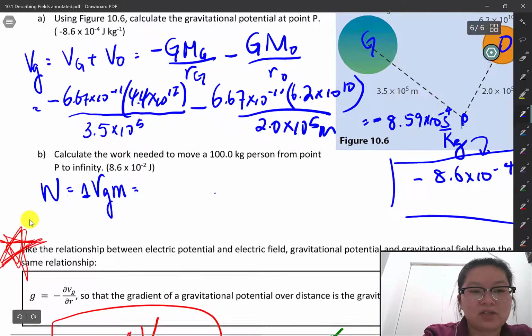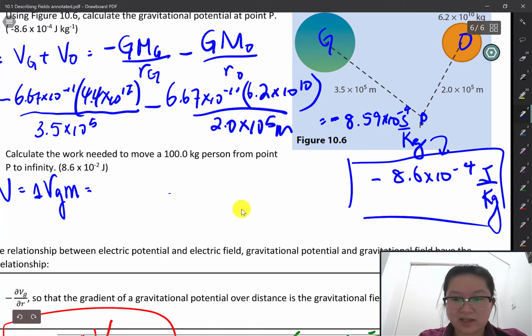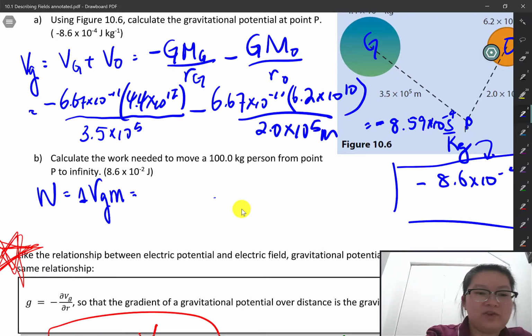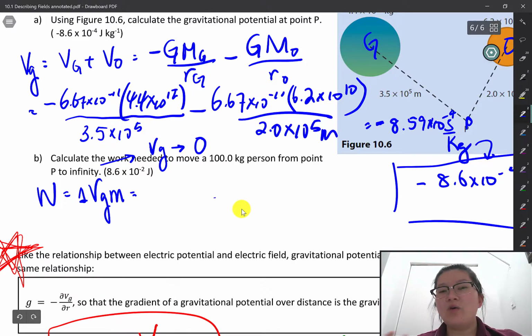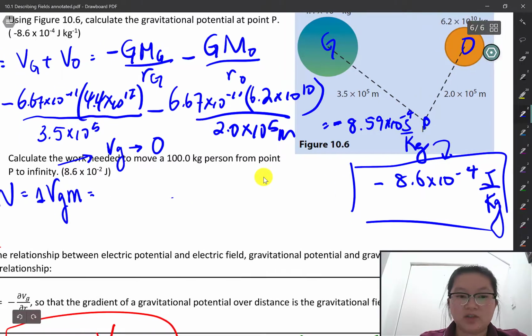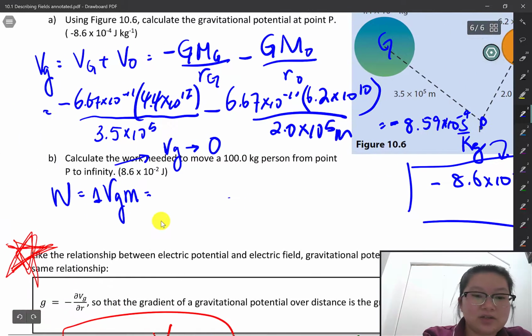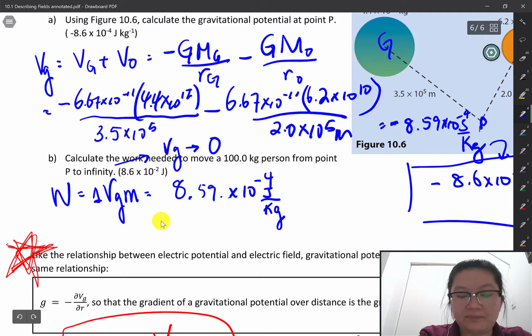So we know the gravitational potential, which is given here in this question. I'm not going to erase it from my calculator. And because it is to infinity, at infinity, the gravitational potential is 0. Just like how we set the reference point for gravitational potential energy to be 0 at infinity, same thing for electric field, and notice this concept comes back again. So essentially, the change in gravitational potential is just the number that we got in the previous question. I'm going to use the full number, 8.59 times 10 to the power of negative 4 joules per kilogram, without any rounding.